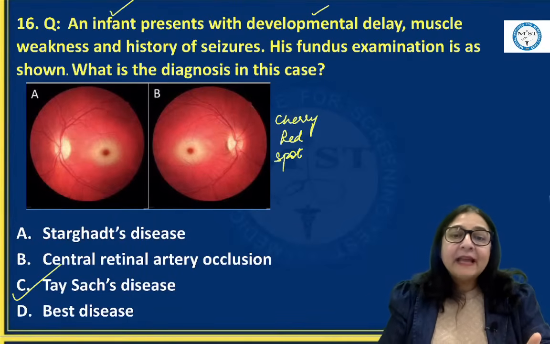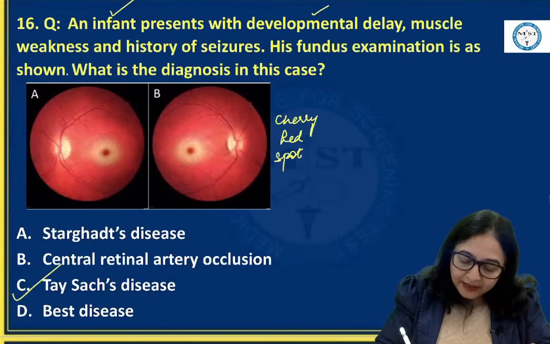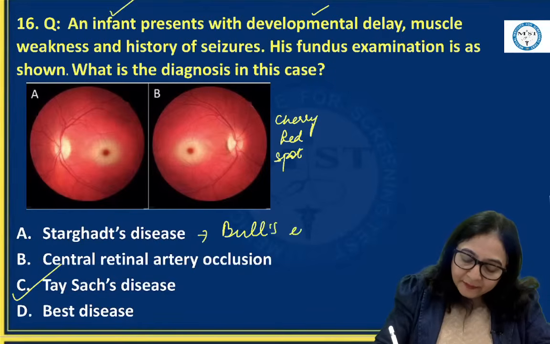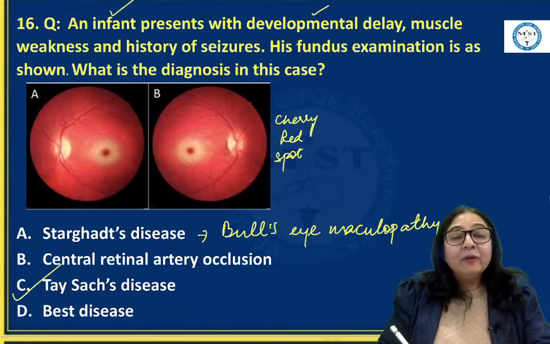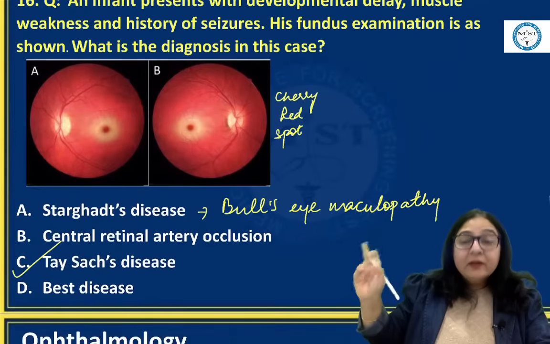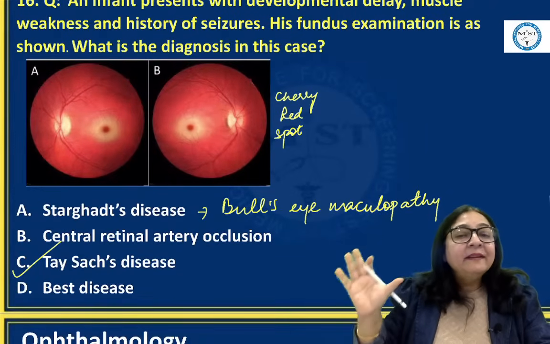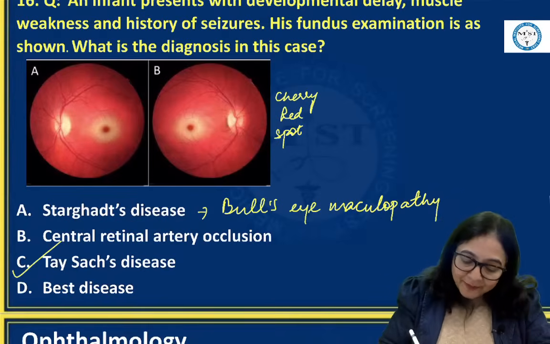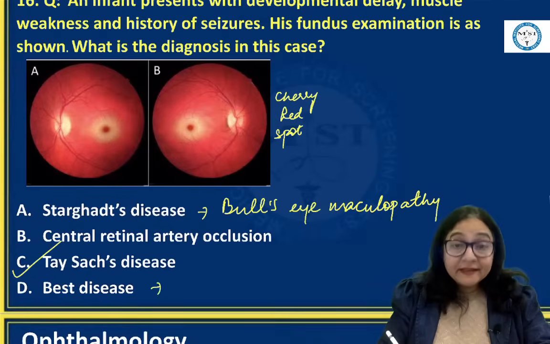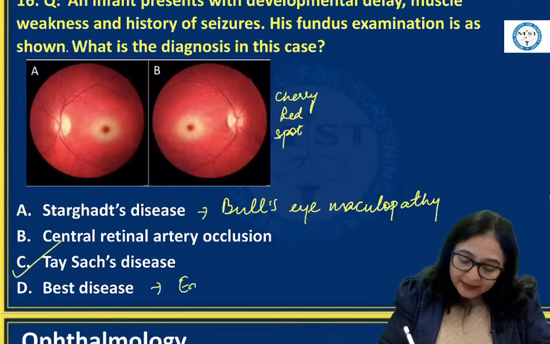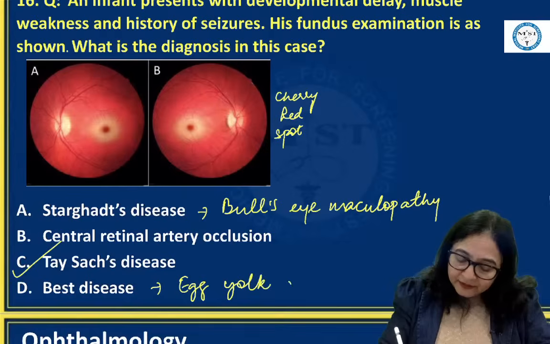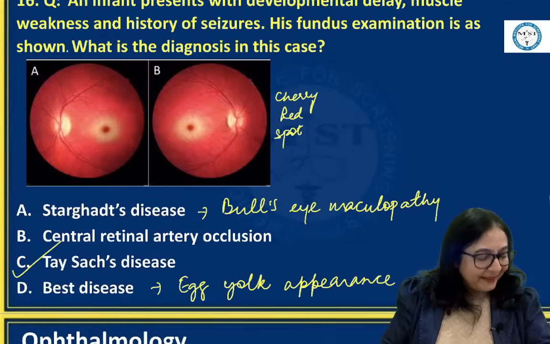Stargardt's disease is a type of hereditary retinal degeneration in which you see bull's eye maculopathy. So Stargardt disease is one of the causes of bull's eye maculopathy. In central retinal artery occlusion also we will see the cherry red spot, but I'll show you that it has a different fundus picture. And in Best disease, again a hereditary retinal degeneration, we get an egg yolk appearance. Remember? Right.